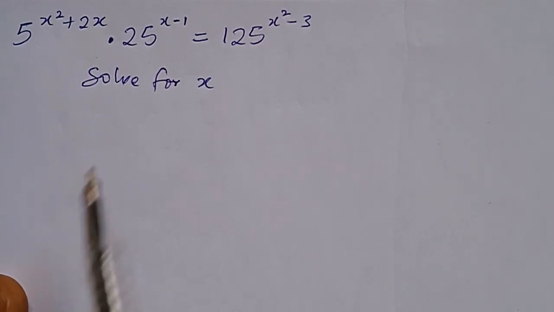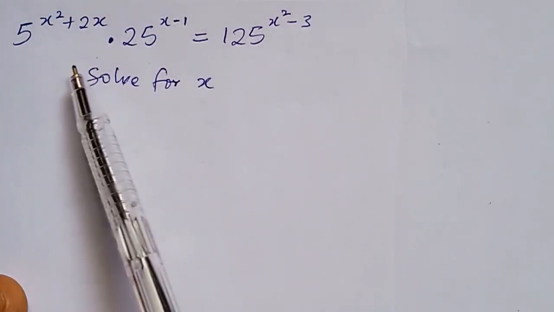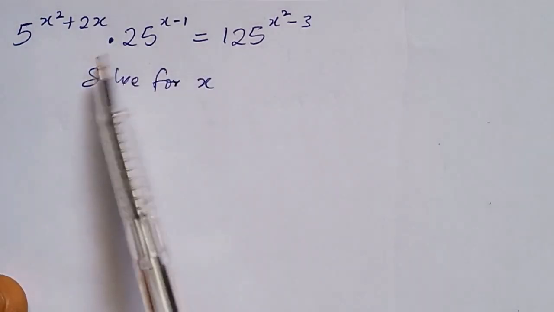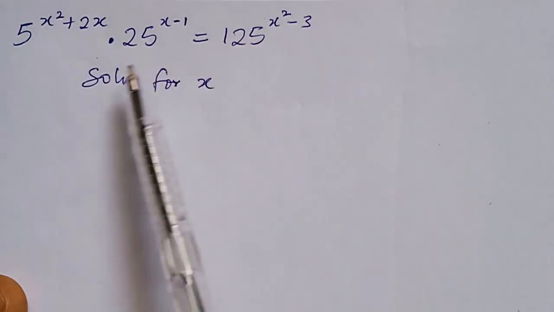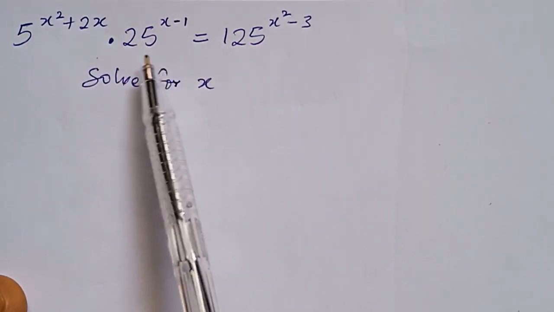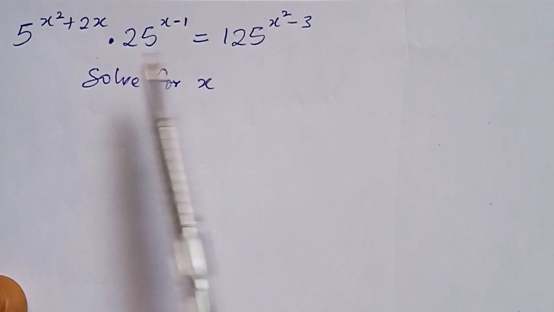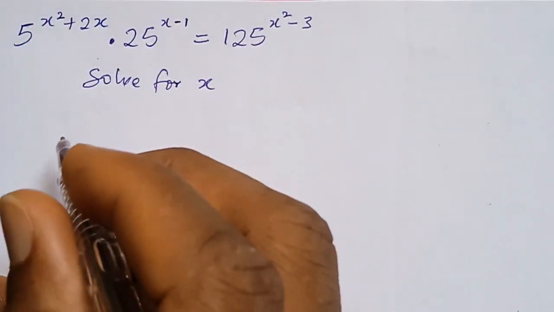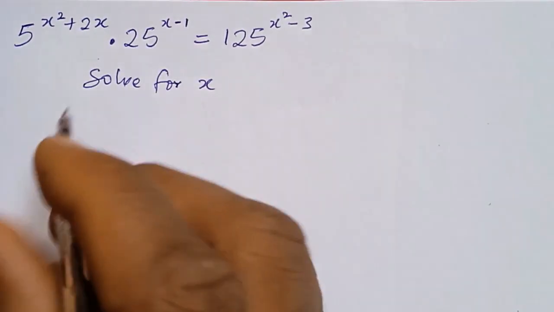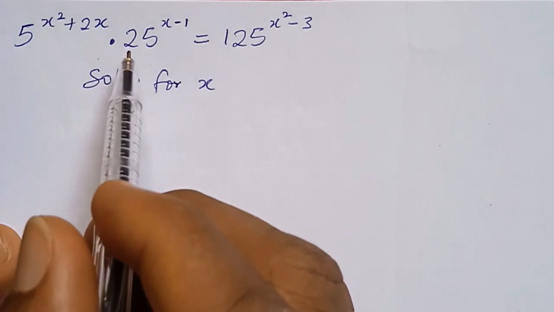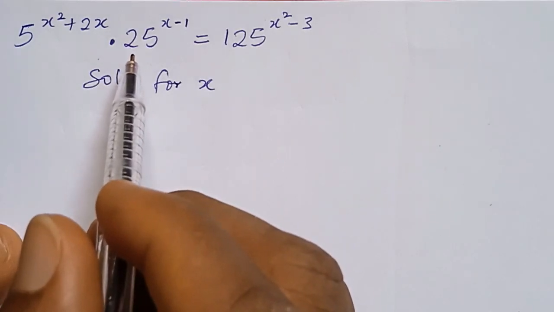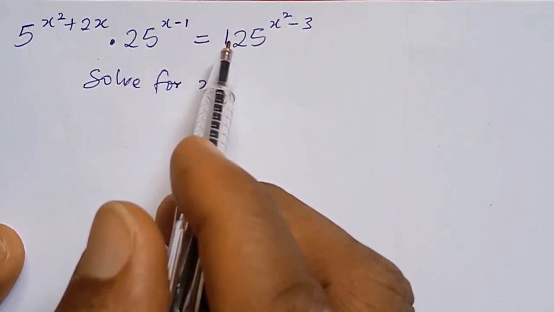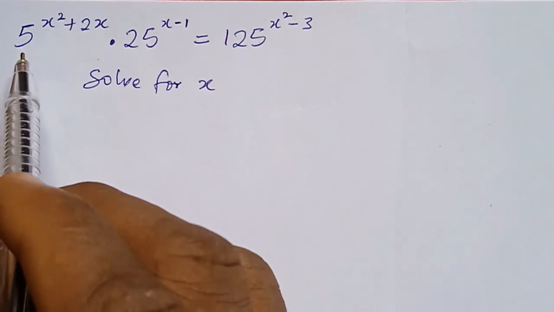In today's lesson, we want to deal with this exponential quadratic expression. So we want to find x in this type of expression. So let's get started. First of all, we convert the base in the right hand side and the left hand side to the base 5.